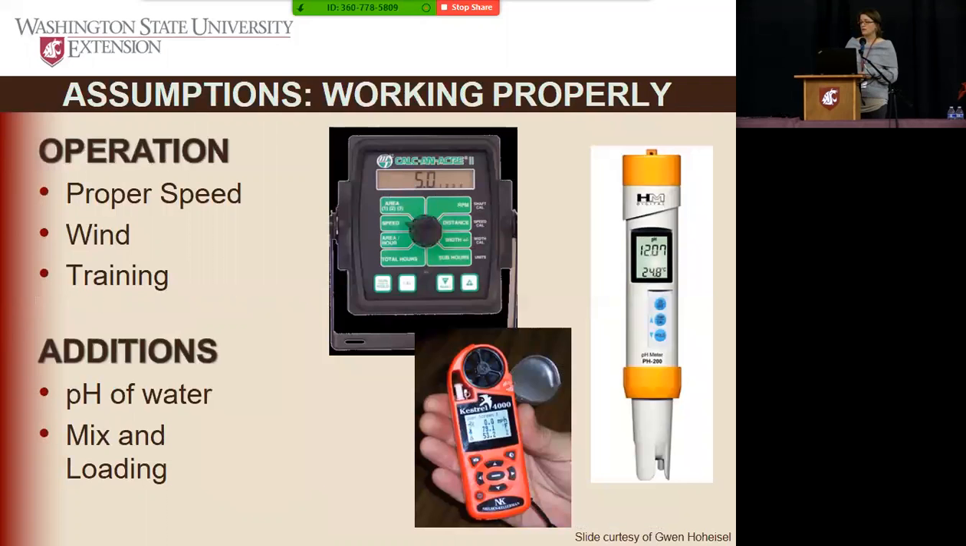If you're using a rate controller, is it programmed correctly? Have you looked at what your proper speed is? Do you really know you're driving 3 miles an hour? Are you spraying in wind? Have you trained your people? Have you empowered them with the tools to know how to operate your sprayer? When you put chemicals into the tank, are you measuring that your water is neutral, right? Because the pH of your water affects the half-life or efficacy of your chemical, and have you mixed and loaded properly, right? Sometimes when I go look at things, they say, see, this thing isn't working. And I kind of think that sometimes the chemical was forgotten to put in, right?